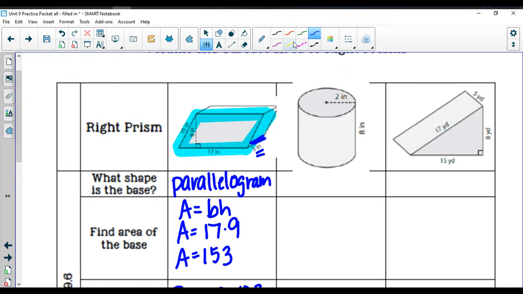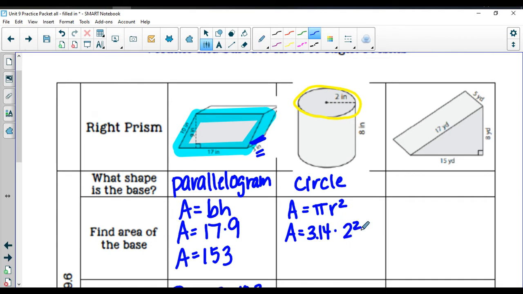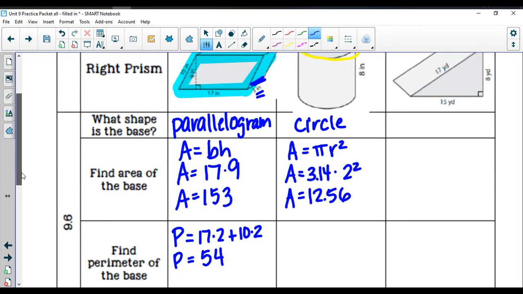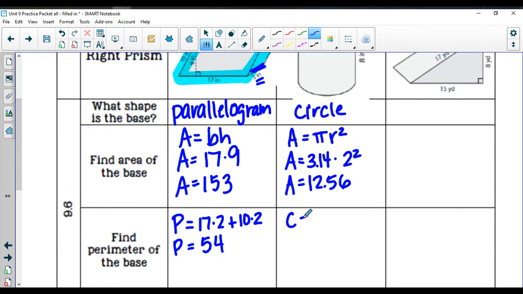In the second one, going around the outside, my base is a circle because it's a cylinder, so the base is going to be a circle. To find the area of a circle, I'm going to be doing pi r squared. Since I do actually want a number here, I'm going to represent pi as 3.14 times 2 squared. So 3.14 times 2 squared, my area is going to be 12.56.